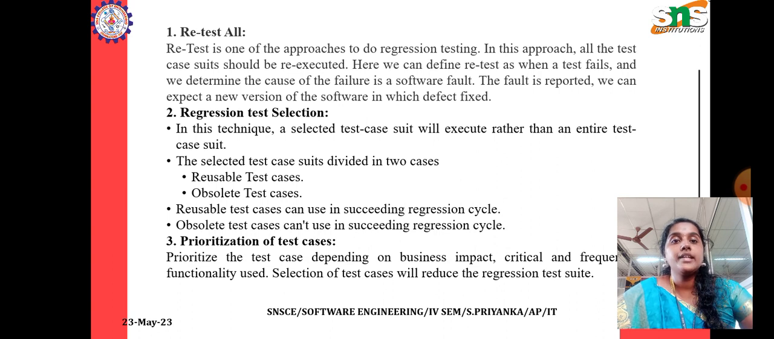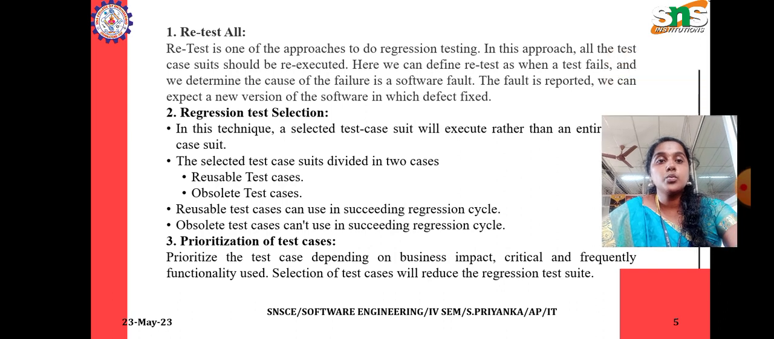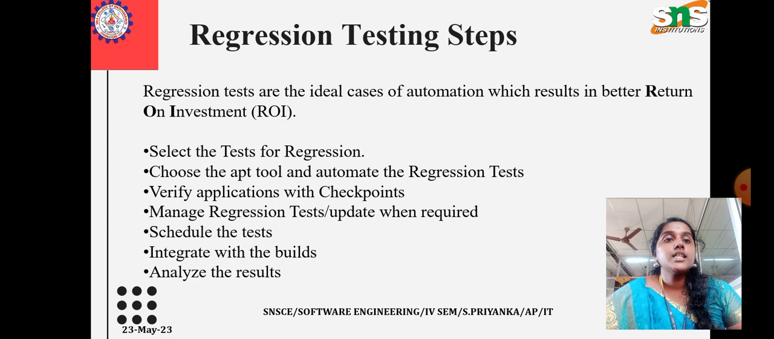Next is prioritization of test cases. Here, we prioritize the test cases depending on business impact, critical and frequently used functionality. Here, the selection of test cases will reduce the regression test suite. Next are the regression testing steps. Here, regression tests are the ideal cases for automation, which results in better return on investment.